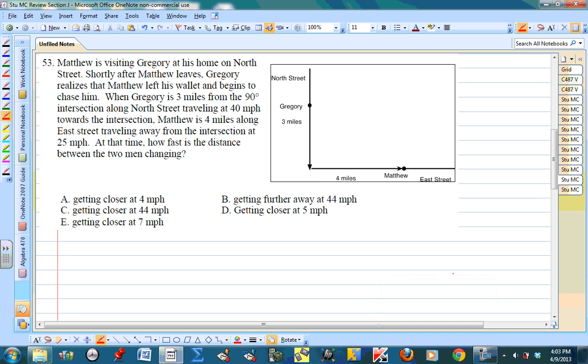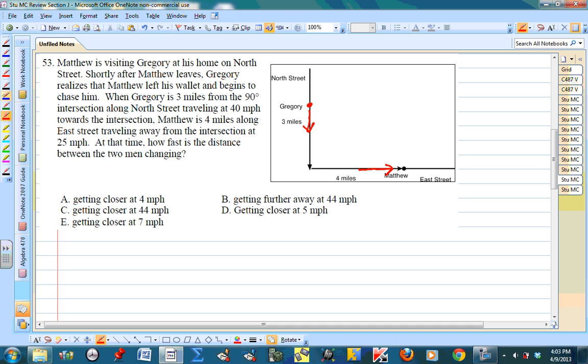All right, in problem number 53, we've got a problem statement here where Matthew is visiting Gregory at his house on North Street. They're probably doing calculus problems together. And Matthew left, and Greg realized, hey, Matt left his wallet here, so he decided to chase him down. But by the time he realized that, Matthew had already turned the corner, Matthew was heading east on East Street, and Gregory, to chase him down, is going to have to head south on North Street.